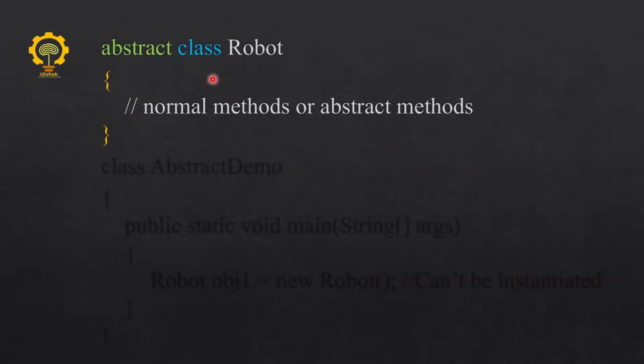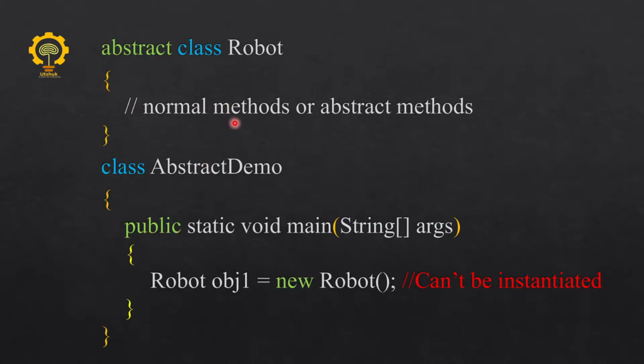Suppose that we have an abstract class Robot, and in the abstract class there can be normal methods or abstract methods. It is not compulsory that the abstract class must only have abstract methods; it can also have normal methods. And if you try to access the abstract class by creating an object, we cannot instantiate it, as we cannot create an object of this class Robot.